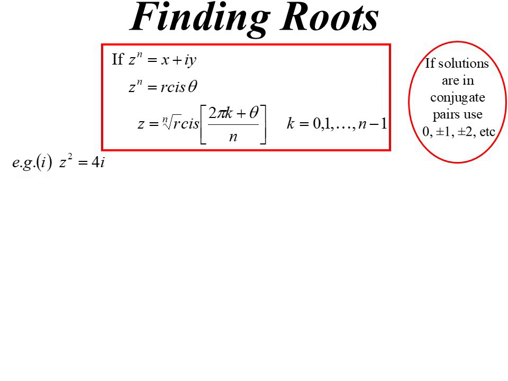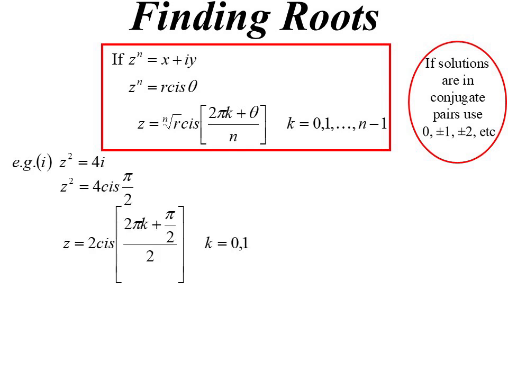I want to find the square root of 4i. Of course, we've got a couple of different ways of finding the square root already. Here's another way. 4i I could rewrite as 4 cis pi on 2, which means z will be 2, that's the square root of 4, cis pi on 2, but I'll add in that 2 pi k.